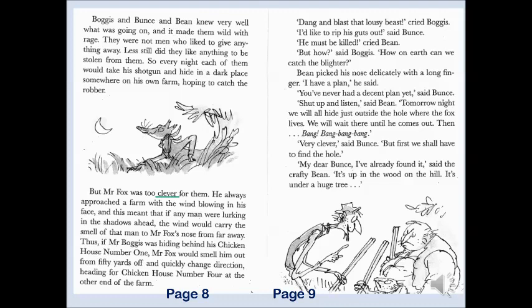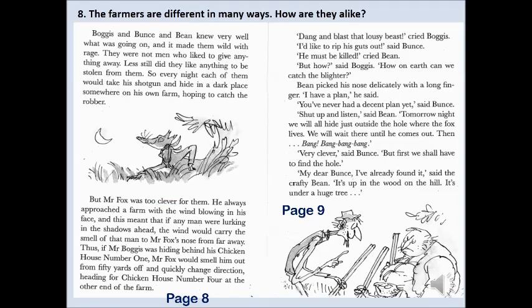And then going on to the last question, question 8. The farmers are different in many ways. How are they alike? Now, I'm not going to flip all the way back to the first page, but on the very first page, it said all of the men had done very well for themselves. It also said they are all rich. So that is one way that they are alike that you could use in your answer.